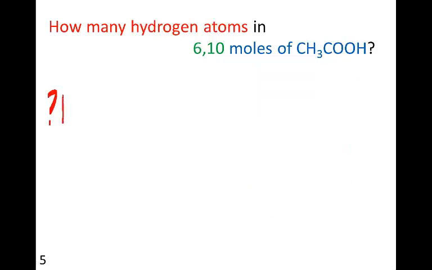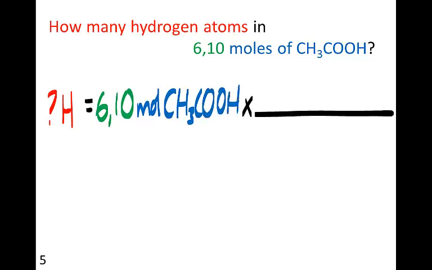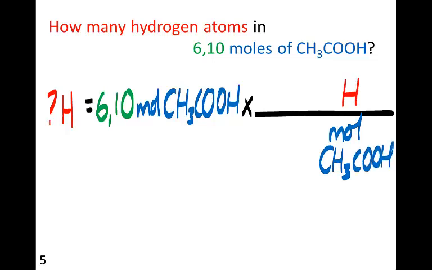How many hydrogen atoms in 6,10 moles CH3COOH? You decide what the useful conversion factor will be before I show you the answer. We need moles of this compound at the bottom and hydrogen atoms, not moles of hydrogen atoms, at the top. So how many moles of this is how many hydrogen atoms?